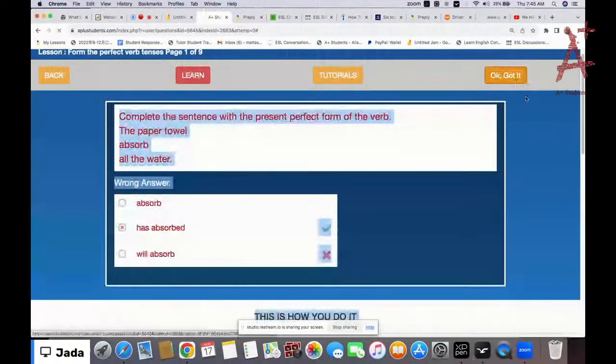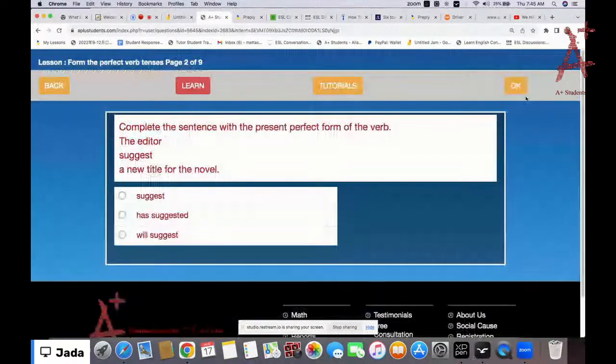Alright, so complete the sentence with the present perfect form of the verb. The editor dash suggests a new title for the novel. So, what do you all think? Is it gonna be has suggested or will suggest? The editor. So this is the main verb here. So are you gonna use has or will? Which one?